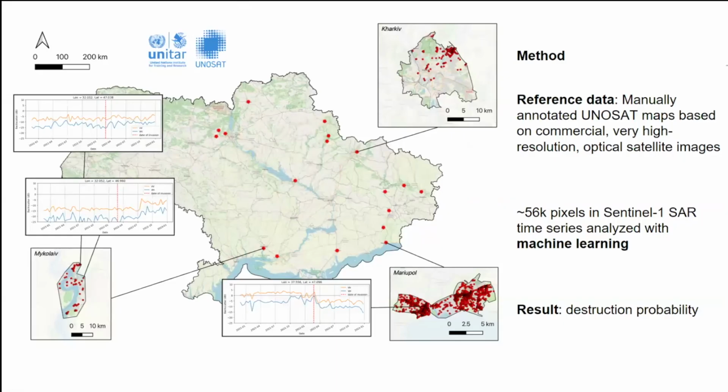So what Olivier is doing is that all over Ukraine, he is looking for data from the United Nations that was manually labeled in different levels of destruction. This section of the United Nations is called UNOSAT. They're based in New York City and in Geneva. They manually label destroyed buildings at different levels. And then he uses Sentinel-1 synthetic aperture radar time series, looks over time, trains a machine learning model, and outputs the destruction probability.